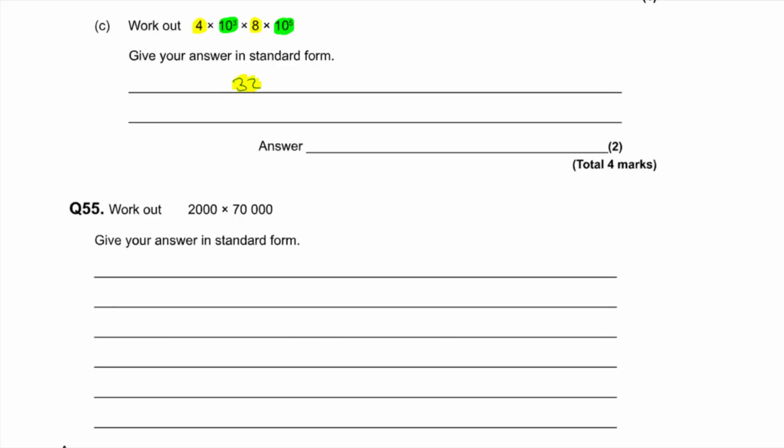And I'm going to multiply 10 to the 3 times 10 to the 5. The laws of indices say same bases, add the indices. 10 to the 3 times 10 to the 5 is 10 to the 8. Just add the 3 and the 5 together. Okay, so I've got 32 times 10 to the 8. Now that's not quite in standard form because the 32 is not a number between 1 and 10.